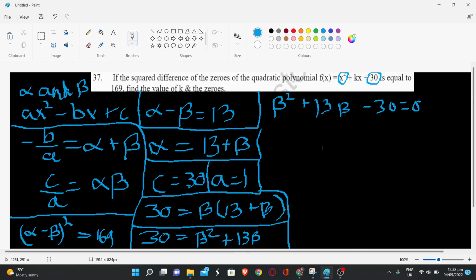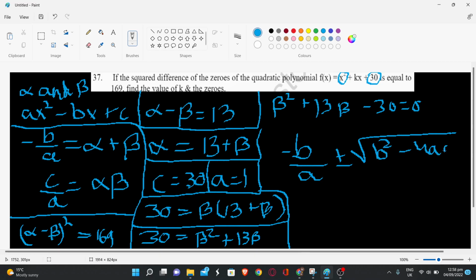In case you want to copy down, the zeros of a quadratic polynomial is equal to minus b plus or minus square root of b squared minus 4ac, all over 2a. Plus or minus means that we have two zeros, so we have plus this and also minus this.